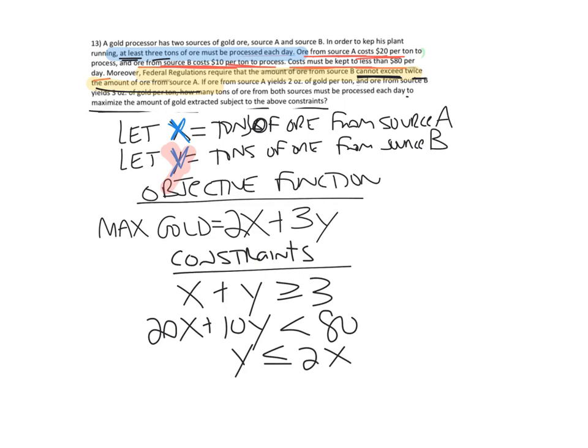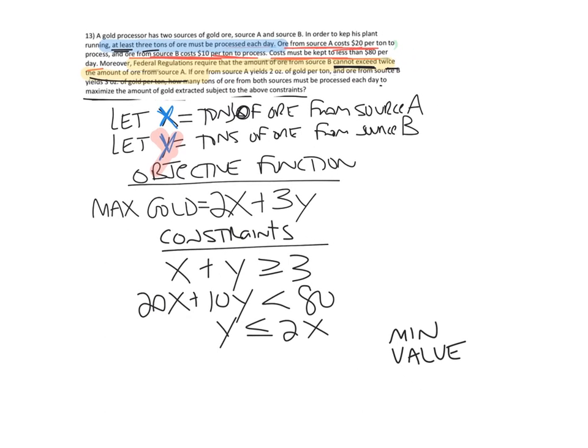I think we hit all the numbers and all the sentences. So lastly, I'm going to look for my minimum value constraints. And I don't have any minimum value constraints thus far. X is the number of tons from source A, and I don't have, like, X has to be bigger than or equal to 10. So I have to throw in X is bigger than or equal to 0 because you can't have a negative number of tons of ore. Same difference for Y. We're going to throw in Y is bigger than or equal to 0 because that's going to be the minimum value constraint that we need for Y.